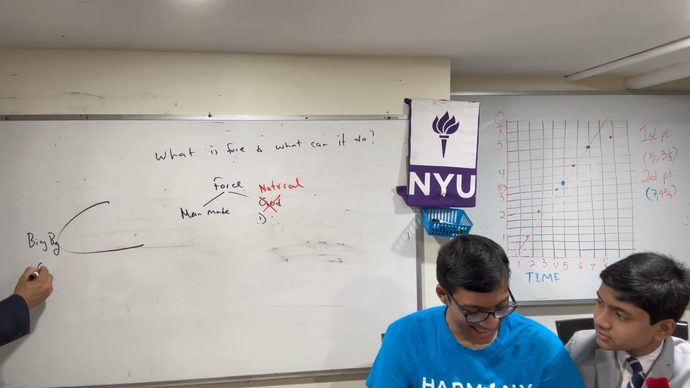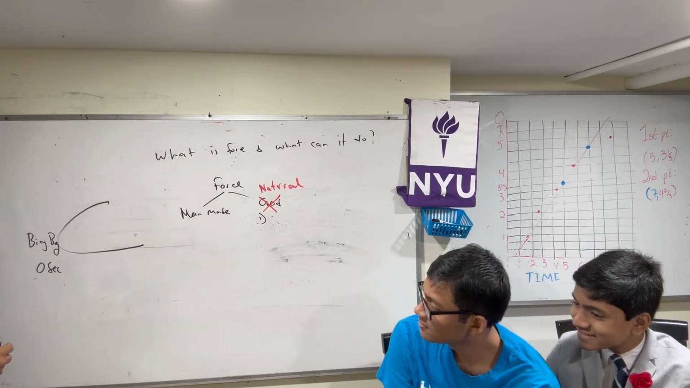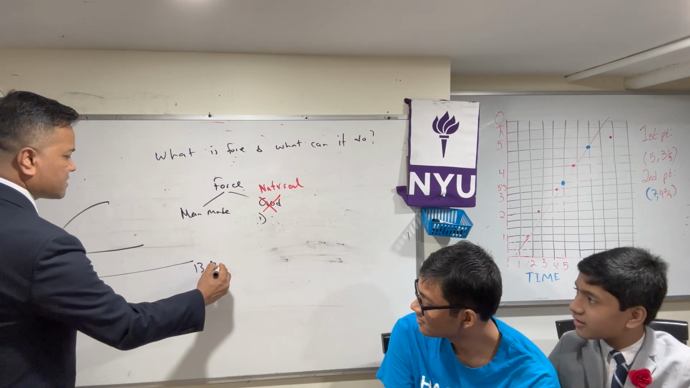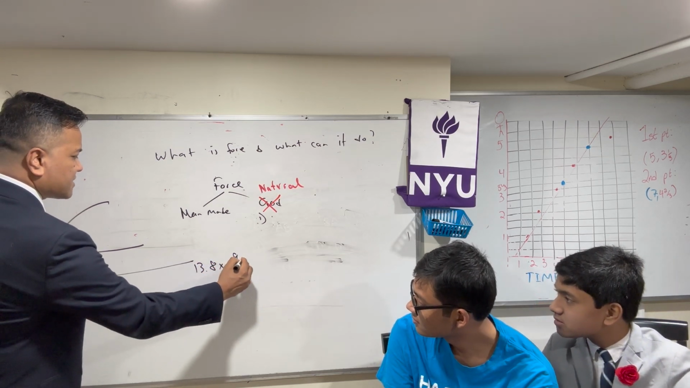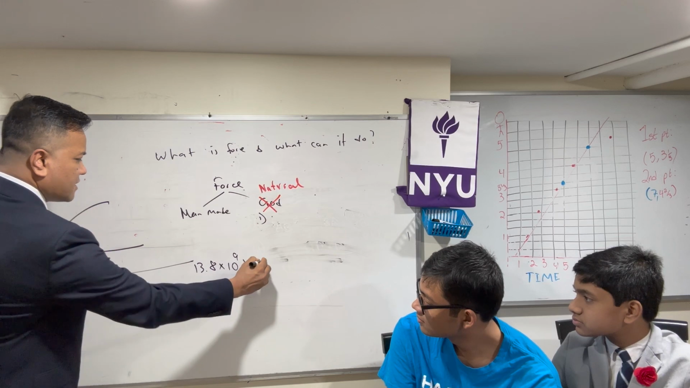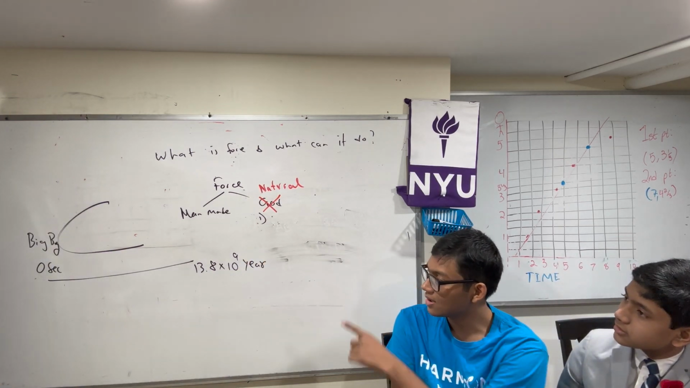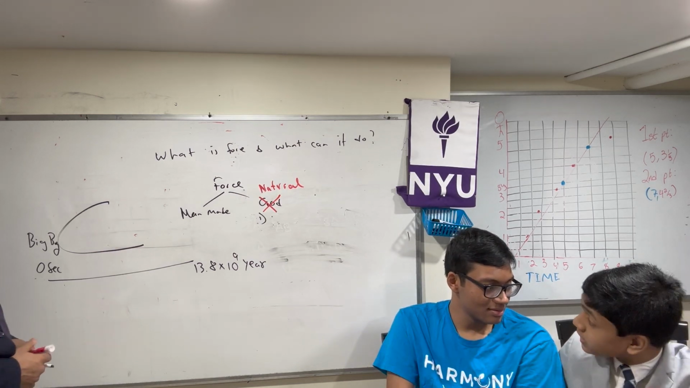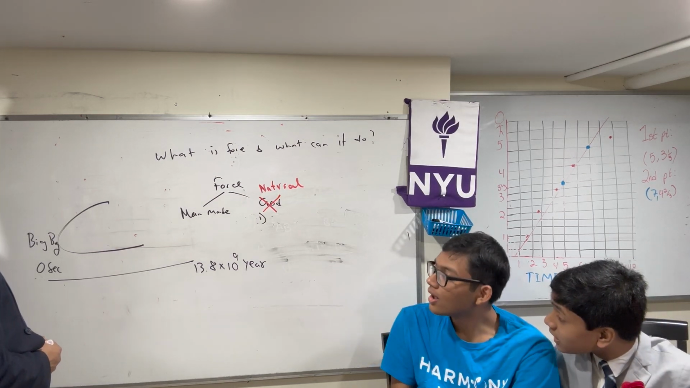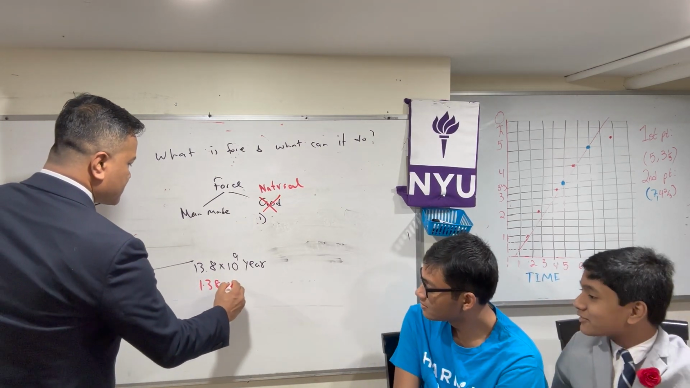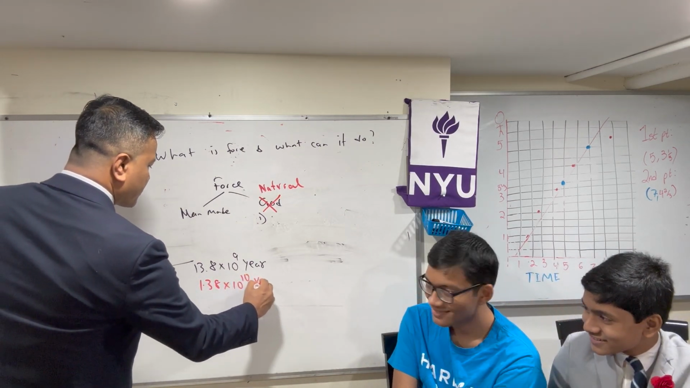13.8 billion. So at 0, the Big Bang actually happens at 0 seconds, and you are 13.8 billion years since the Big Bang. Use proper scientific notation. 1.38 times 10 raised to 10 years. You're still thinking about the delta force.